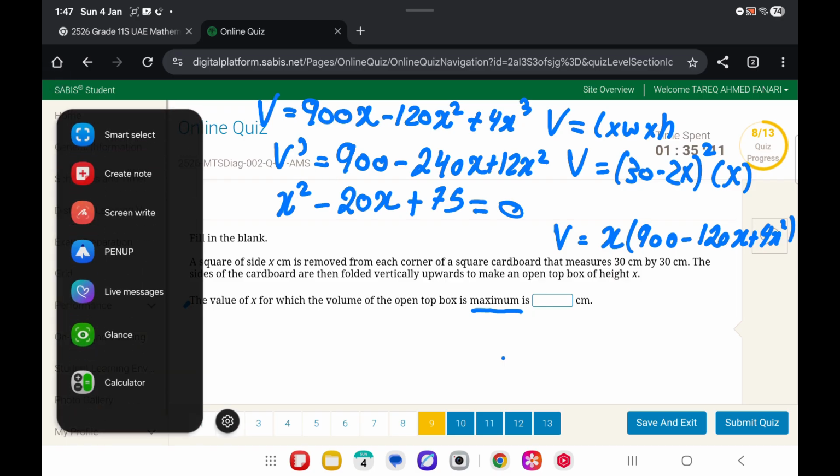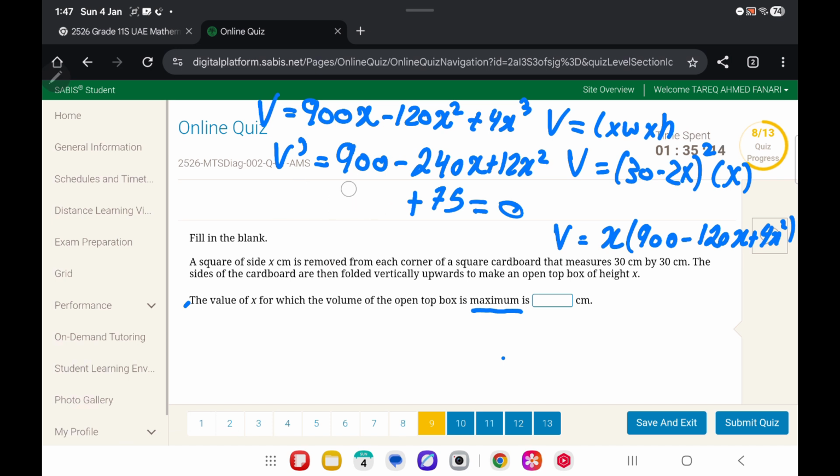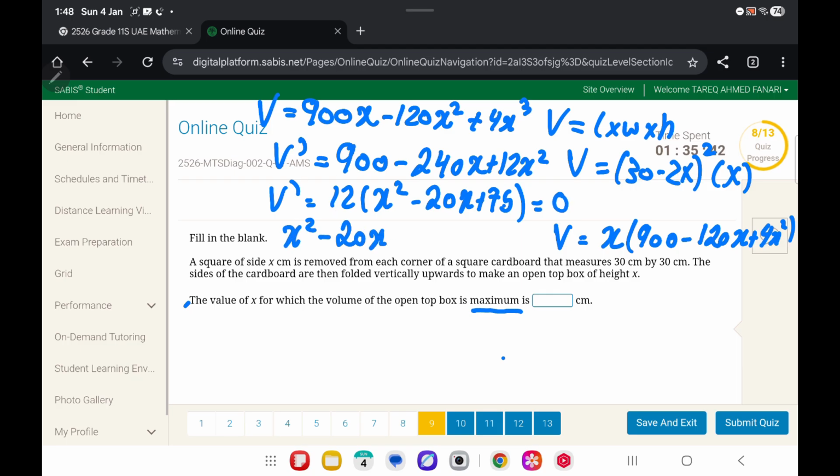You divide by 12 is what I did from everything. So factor 12 out. So let me just go back. Factor 12 out. You'll get 12 into x squared minus 20x plus 75. Now, stationary points, minimums and maximums, are found when v prime is equal to 0. So 12 into x squared, whatever, all of this is equal to 0, right? Divide by 12 on both sides. So you're going to have x squared minus 20x plus 75 equals 0.